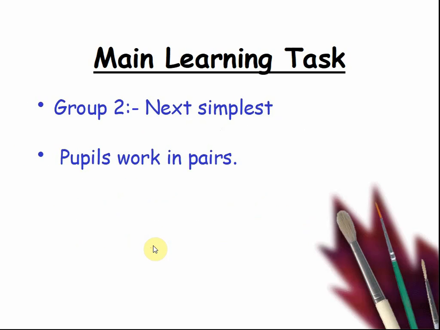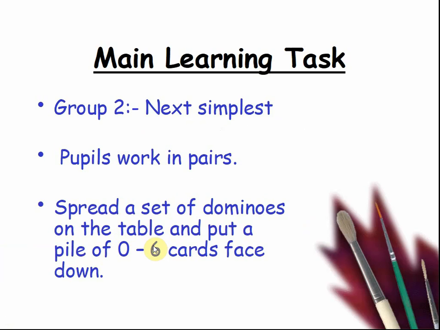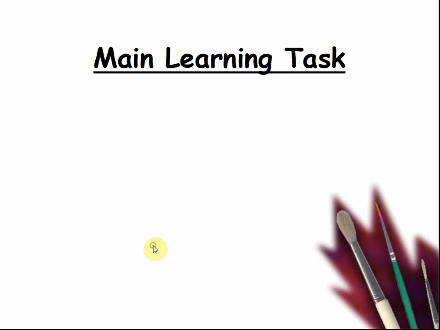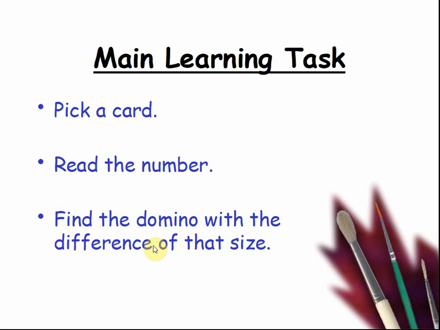Next simplest. Pupils work in pairs and spread a set of dominoes on the table and put a pile of 0 to 6 cards face down. Pick a card. Read the number. Find the domino with a difference of that size. So, if your number is 4, you would need to find something like a 6-2 domino, because 6 take away 2 makes 4.